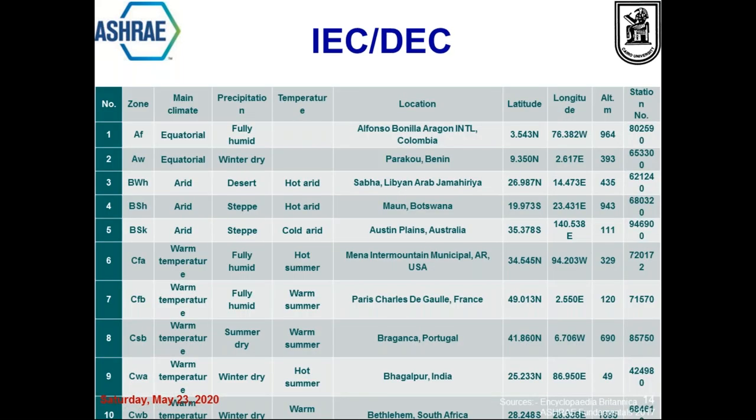For example, these are the zones from 1 to 10: equator, arid, warm temperate, and precipitation, however fully humid, winter dry, hot dry, and so on. And these are the locations worldwide, with technical data such as altitude, latitude, etc.